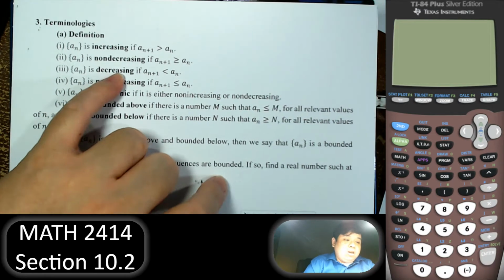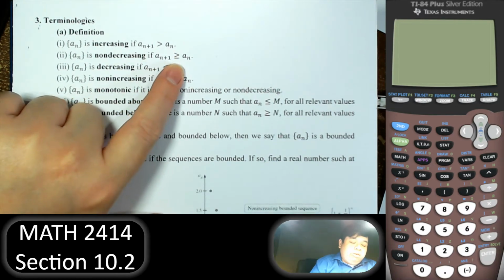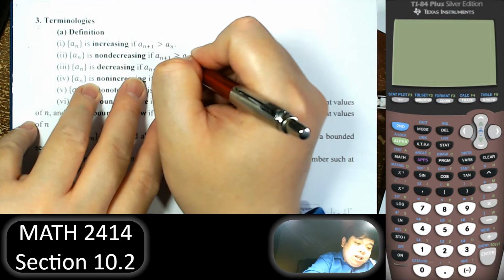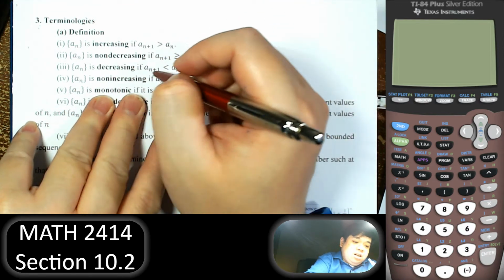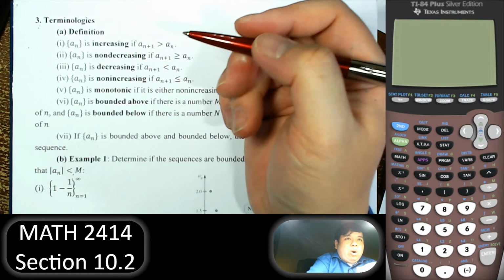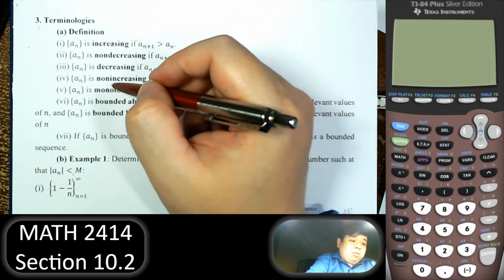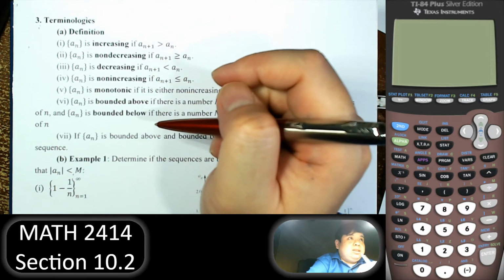We say the sequence is increasing if the next term is bigger than the previous one. By the way, when we say non-decreasing, it has the equal sign. And decreasing is less than, non-increasing is less than or equal to. Of course, non-increasing means everything but increasing.